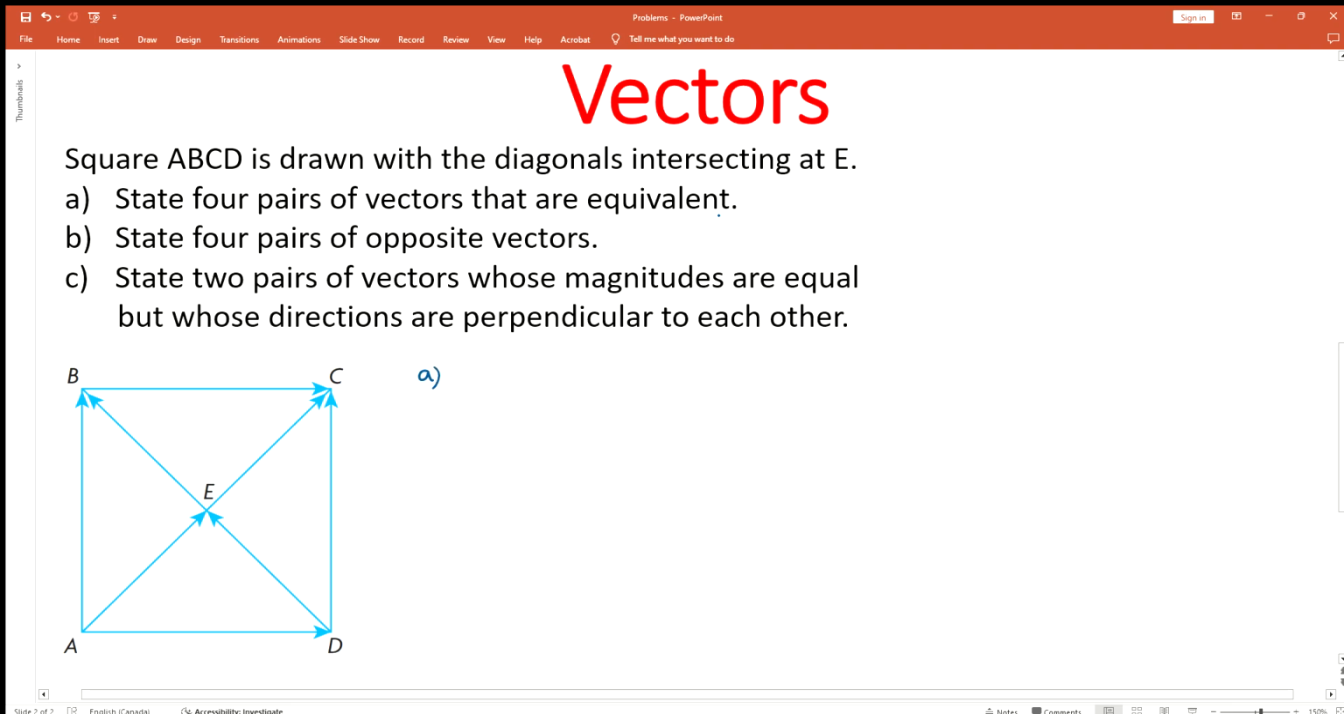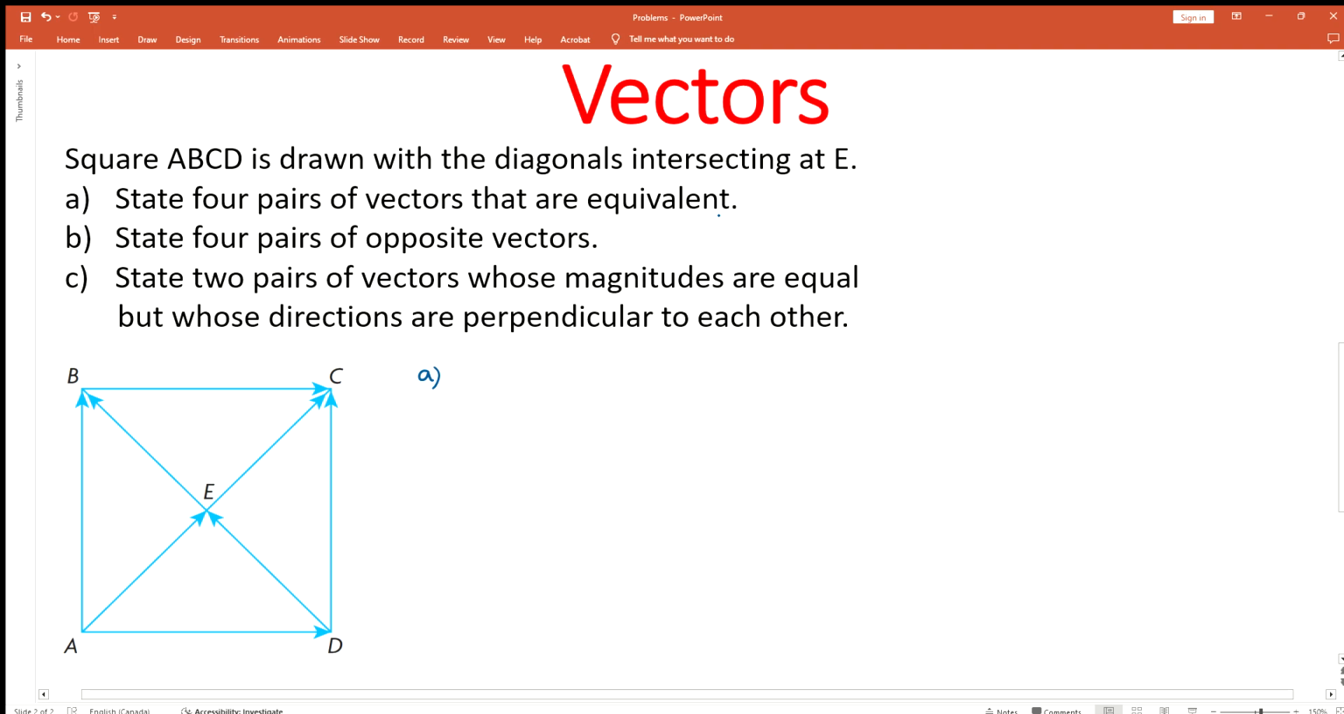Equivalent vectors are vectors that are equal to each other. This is a very important concept we need to understand and memorize. Vectors are equal to each other if they have the same magnitude and direction. So we have to state four pairs of vectors that are equal to each other. We have to analyze the given diagram for square ABCD to find the four pairs of equal vectors.